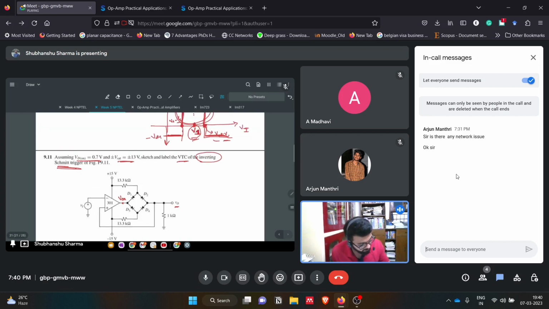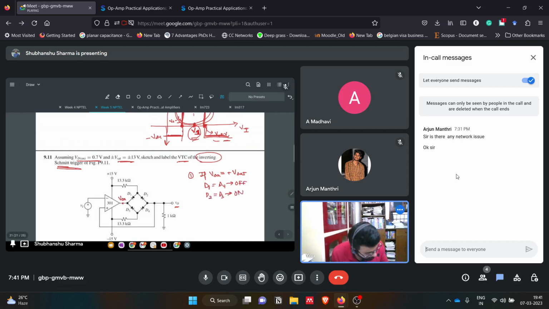Now, as the first step, if V naught A equals plus V saturation, so we are assuming that the output of this op amp is at positive saturation. If that happens, then diodes D1 and D4 will be off, and D2 and D3 will be on.